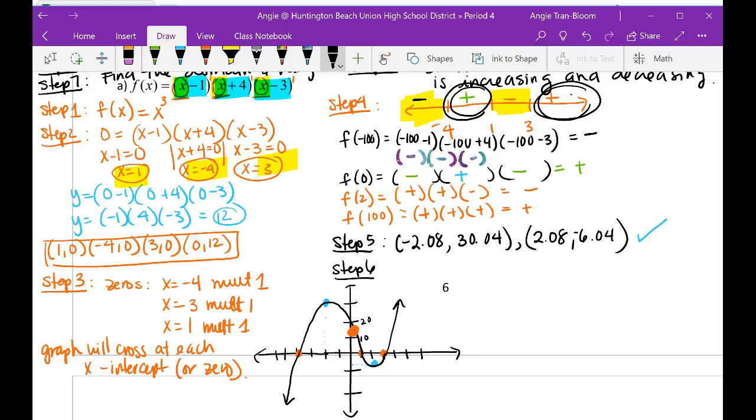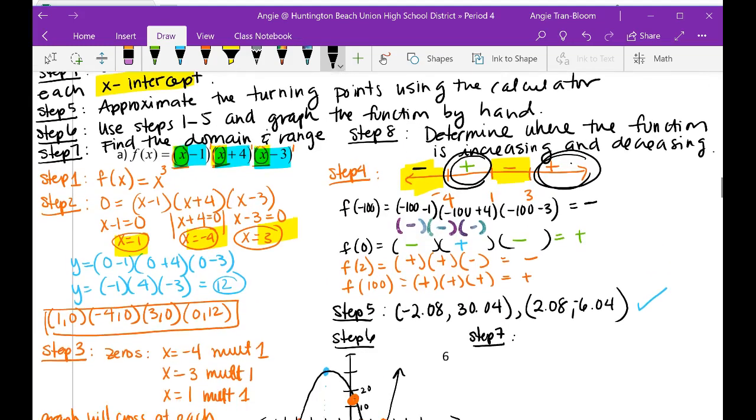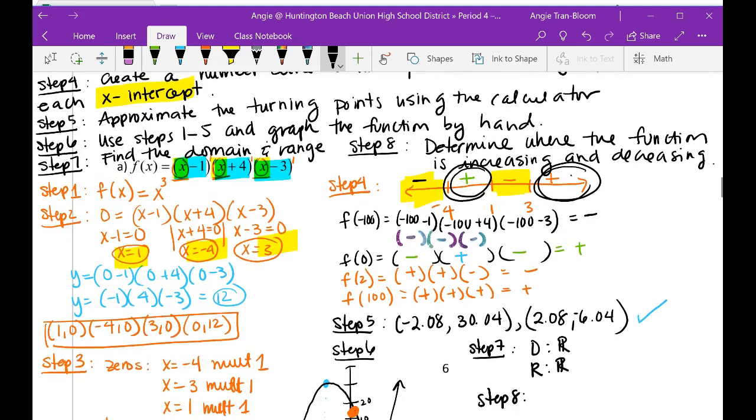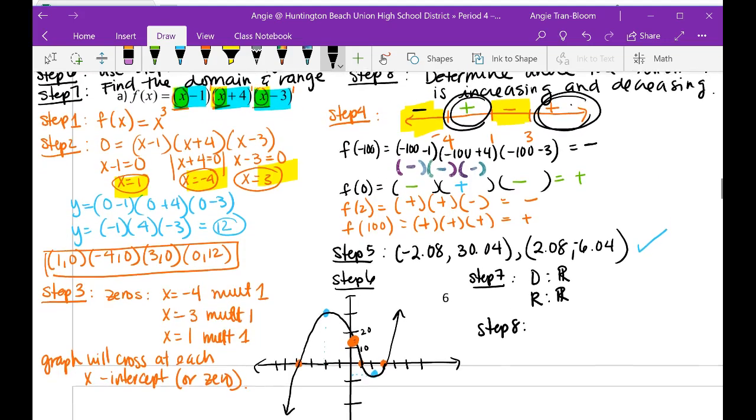All right, let's finish this up. We got step 6 in. Step 7: find the domain and range. The domain and range are both all reals. And the last one, step 8: determine when the function is increasing and decreasing.